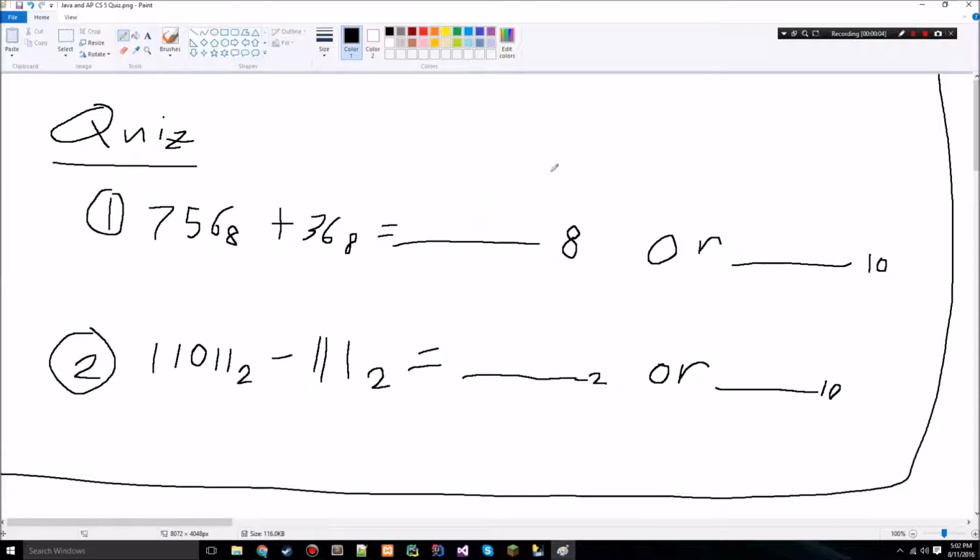So for number 1, the base 8 solution or the octal solution is 1 0 1 4, and the base 10 solution is 524. And then number 2, the base 2 solution is 1, 0, 1, 0, 0, and the base 10 solution is 20. So 1014, and 524, 10100, and 20. So those are the solutions.